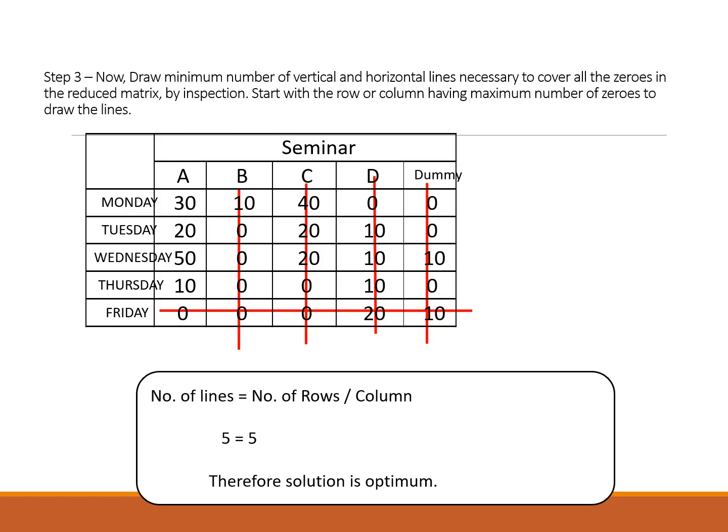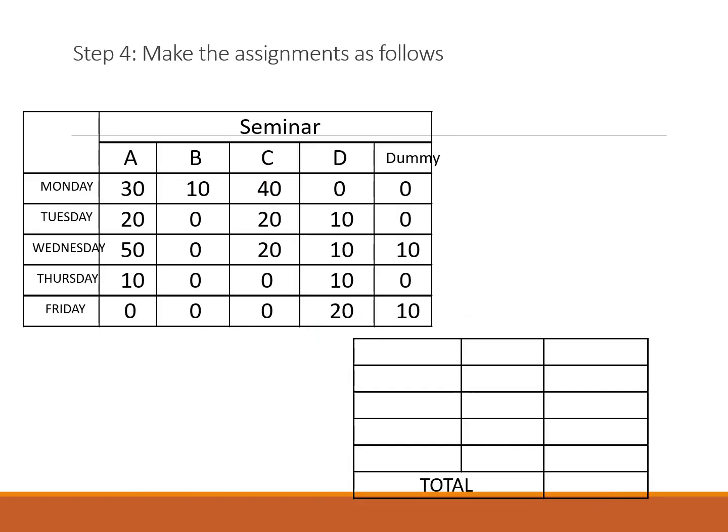So move on to step number 4, make assignments. Monday, assign to seminar D and cancel out the other successive zeros present in that respect, row wise as well as column wise. In column wise there are no other zeros, so leave it. So next move on to Tuesday. Tuesday you are going to assign to dummy and cancel out the other successive zeros with respect to row wise and column wise.